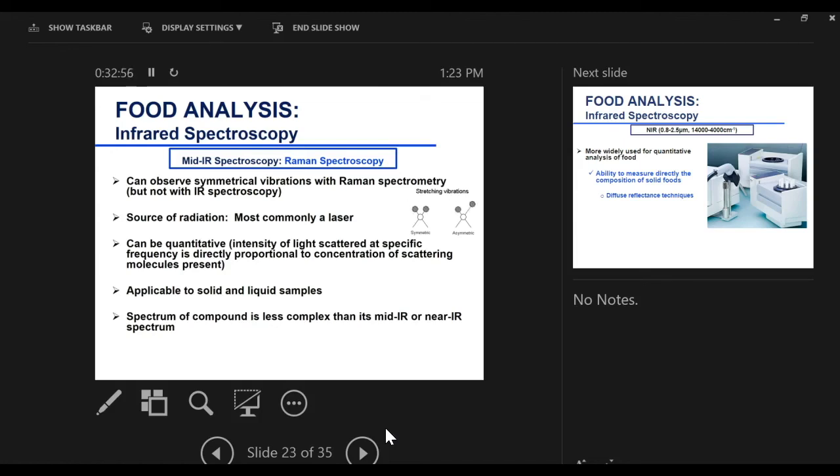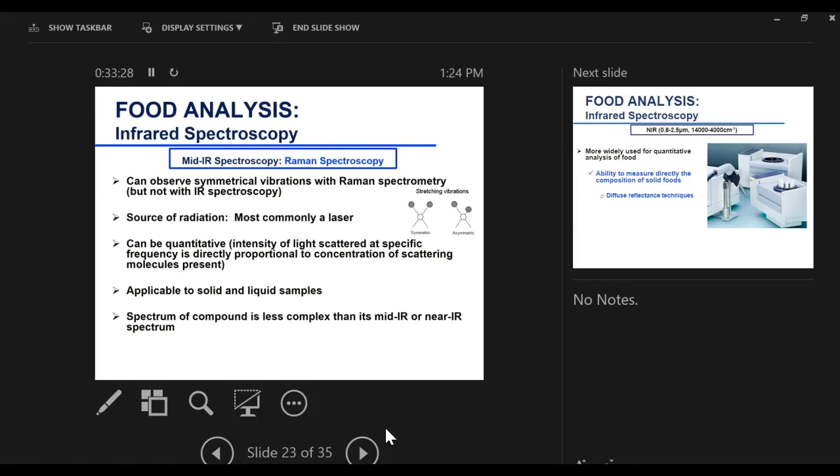So in IR, mid-IR and near-IR, water absorbs IR, so it can mask some other functional groups. In Raman spectroscopy, water does not absorb or scatter light. So there's no interference from water, which is really good. The spectrum is relatively less complex. You just have to be trained in understanding the spectrum.